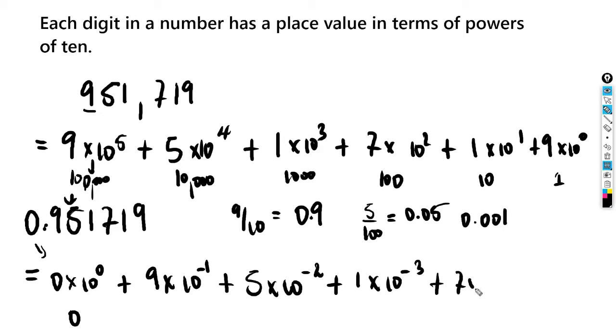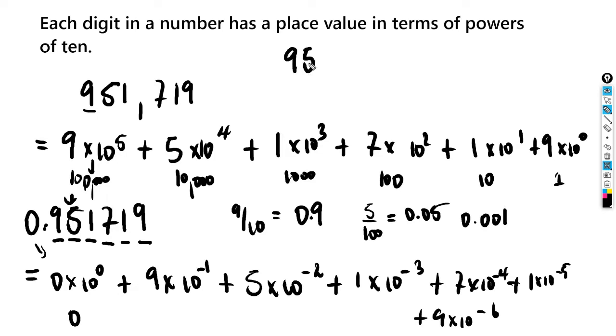Then the next one would be 7 times 10 to the minus 4 plus 1 times 10 to the minus 5 plus 9 times 10 to the minus 6, right? So all of these represent all these positions in the decimal. Every number that you can think of that's in the denary system, in the decimal system, is actually just a representation of tens, right?